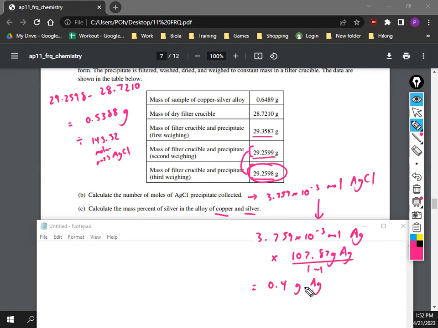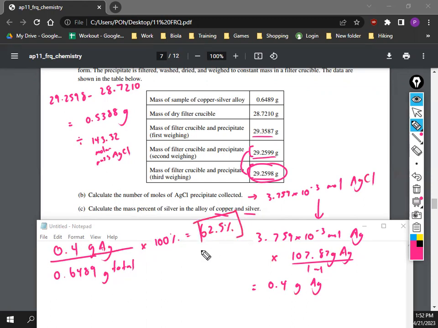Then you're just going to divide it by the total mass of the alloy. So 0.4 grams of Ag, and the total mass is 0.6489 grams total. Then you multiply that by 100%, and your final answer is about 62.5% Ag. That's it. Yes. We solved it by figuring out the mass of 1 mole of Ag divided by 1 mole.